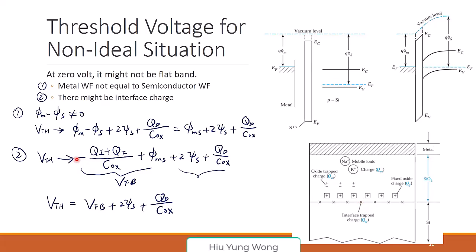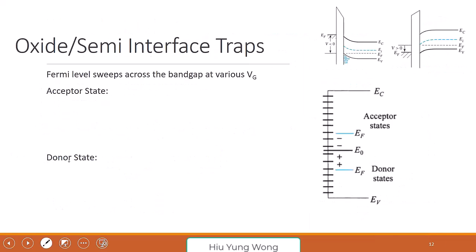Then you won't mess up by using plus. Okay, if not, still just memorize with minus. Okay, any questions about the threshold voltage? If no, then I go to another topic, right?